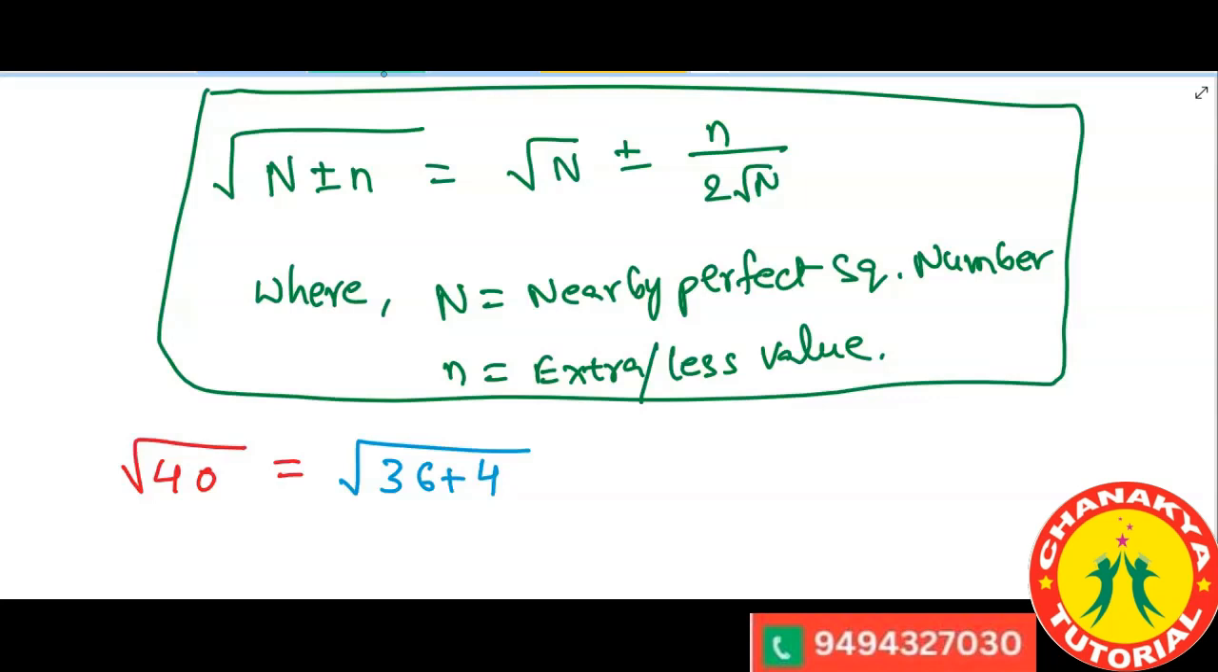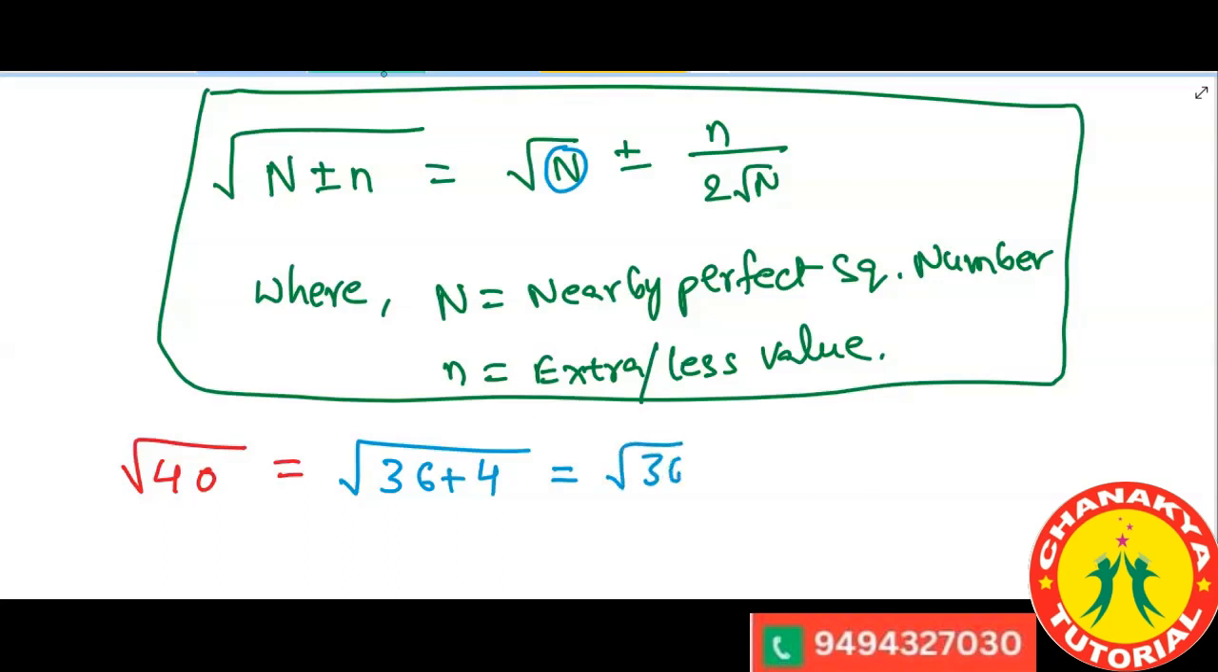What is 36? It is the square of 6. In our formula, what is 36 here? Capital N. What is 4? Small n. Should the square be below the number? No, it is the nearest. 40 is nearest to 36, that's why we are taking 36. Capital N is 36, small n is 4. Simply apply this formula.